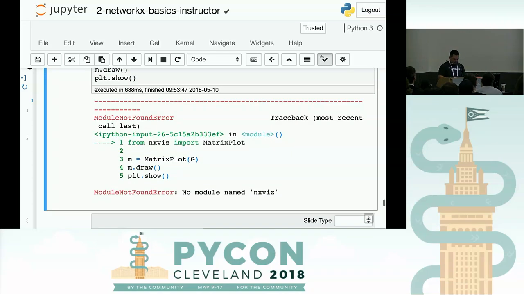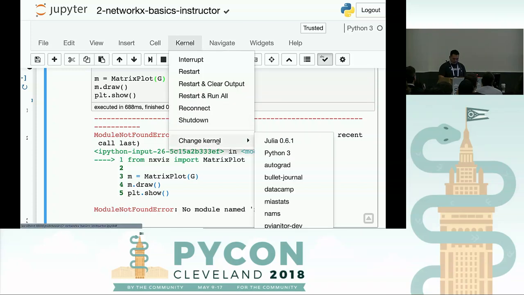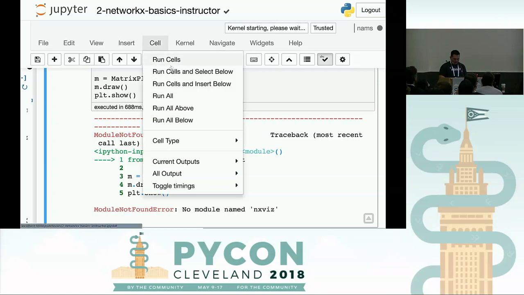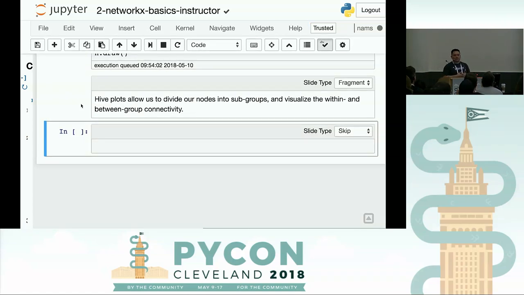Do I have an error here? Very interesting. I know what's happening over here. Change kernel to NAMs. And cell, restart, and run all. Okay, so if you look at your own notebooks, or if you look at the HTML versions of the notebooks, you'll see a matrix over there. One guy mentioned he's seen graphs as adjacency matrices.